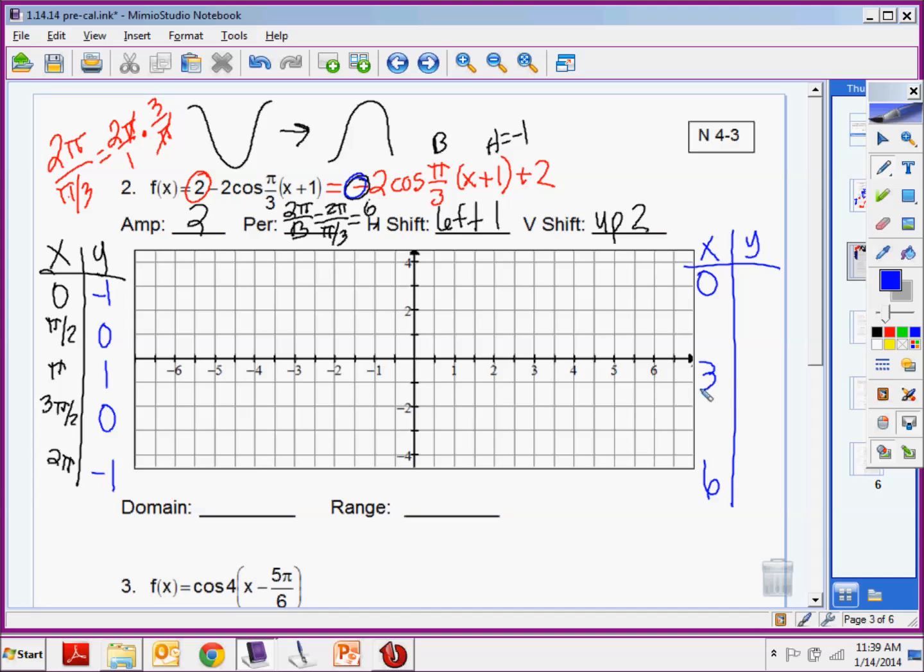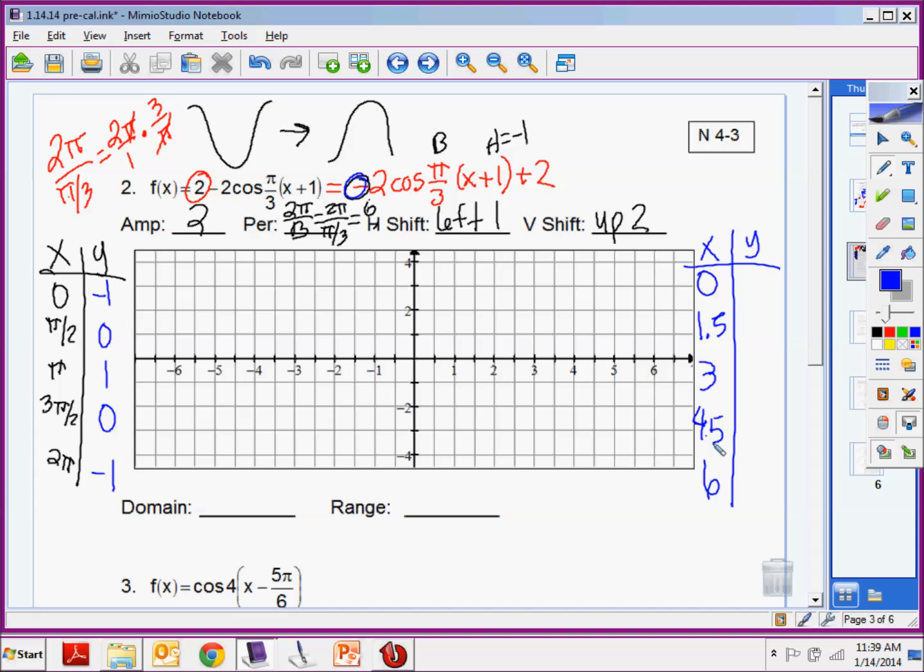What's in between 0 and 3? 1.5. What's in between 3 and 6? 4.5. Yeah. Okay? This is a number you're going to know off the top of your head, because 3 plus 6 is 9, and half of 9 is 4.5. And 0 plus 3 is 3, and half of 3 is 1.5.